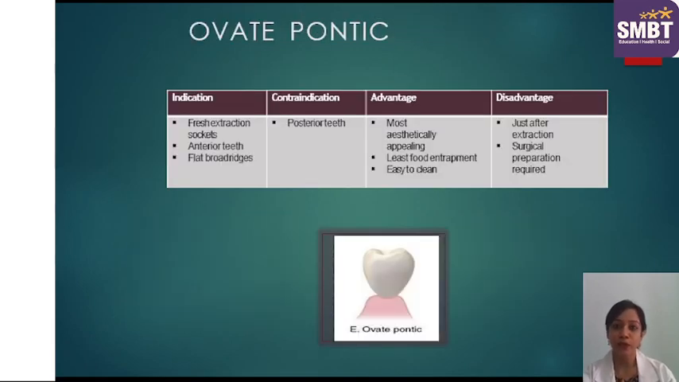Next is the ovate Pontic. So here, as the name suggests, it is oval in form and it actually appears like a tooth emerging from the gingiva. So it gives a very natural appearance. This is generally advocated in the anterior zone where aesthetics is very important. However, it is important that this kind of Pontic needs to be pre-planned. That is, on the day of surgery, we should be ready and have the plan ready so that we can execute this kind of a Pontic.